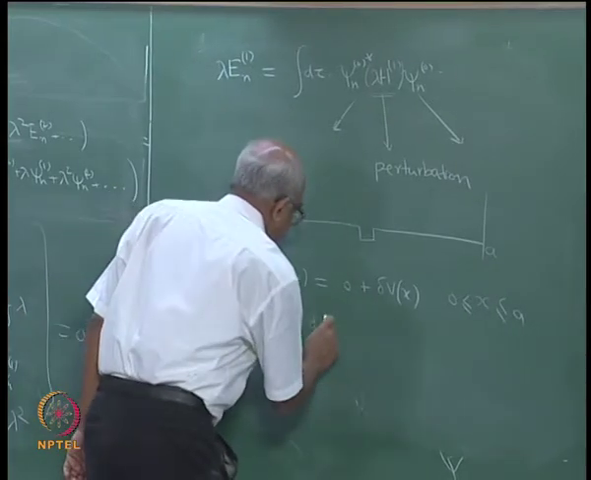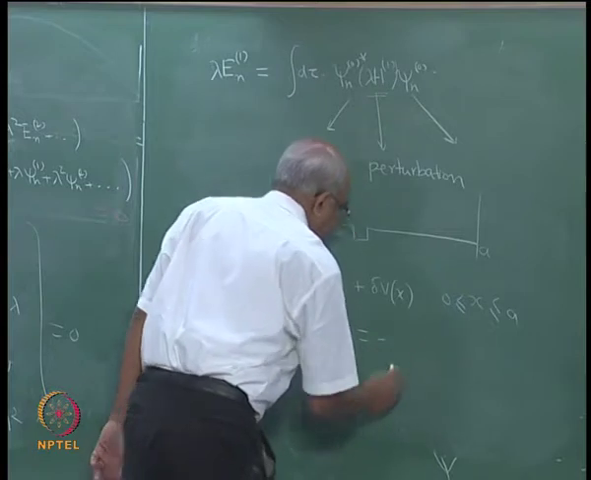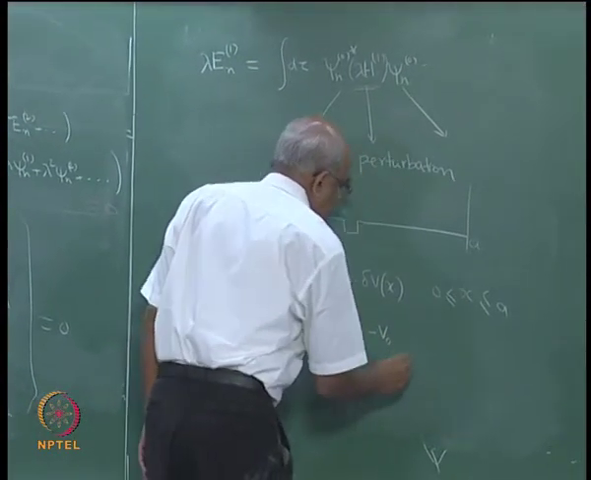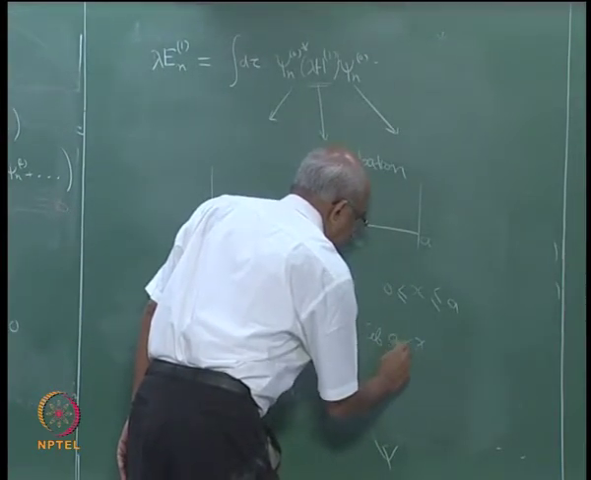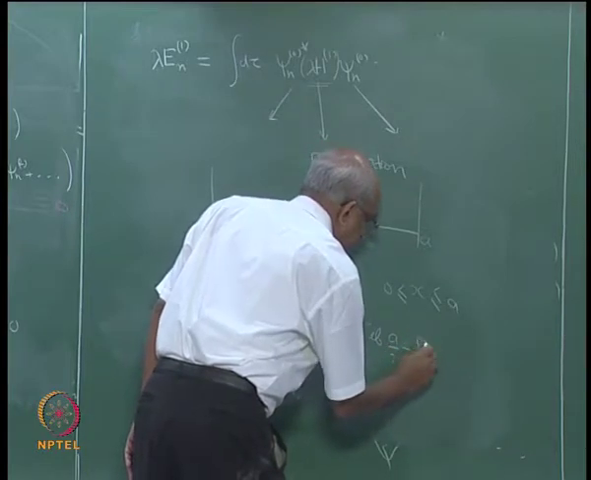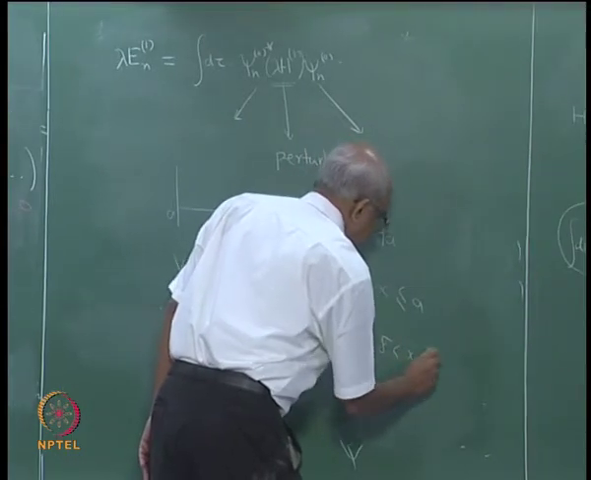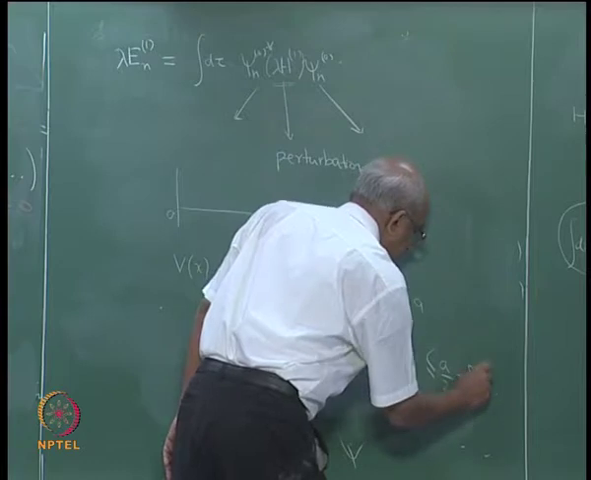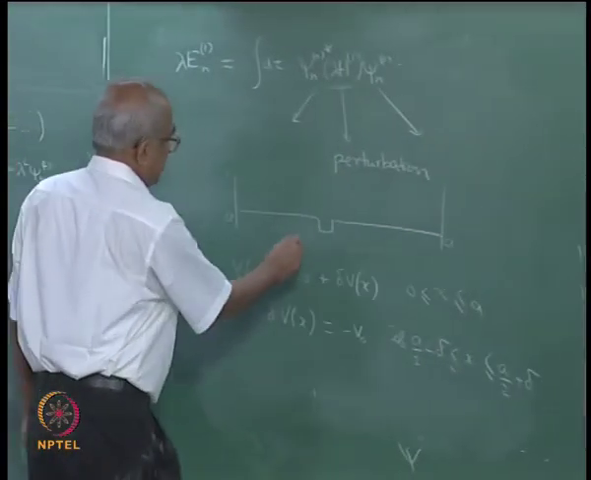What is the definition of delta V of x? It is equal to minus V0 if x is between A by 2 minus delta and A by 2 plus delta. All that I am saying is, you see, this is the middle of the box.